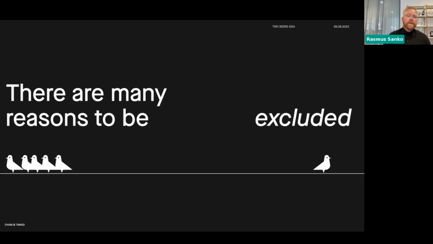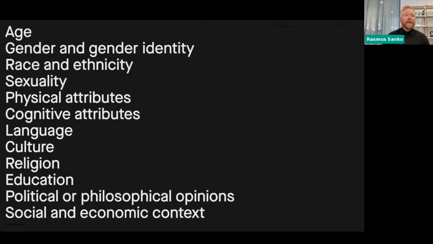And there are many, many reasons to be excluded. And that is only amplified with all the algorithms and intelligent systems and all that stuff that's taking so many things into consideration. So it's not only about vision impairment or hearing impairment. It's a whole bunch of characteristics, right? You could be left out because of your age in some digital solutions, gender identification, race and ethnicity, sexuality, obviously your physical attributes, but also cognitive attributes.